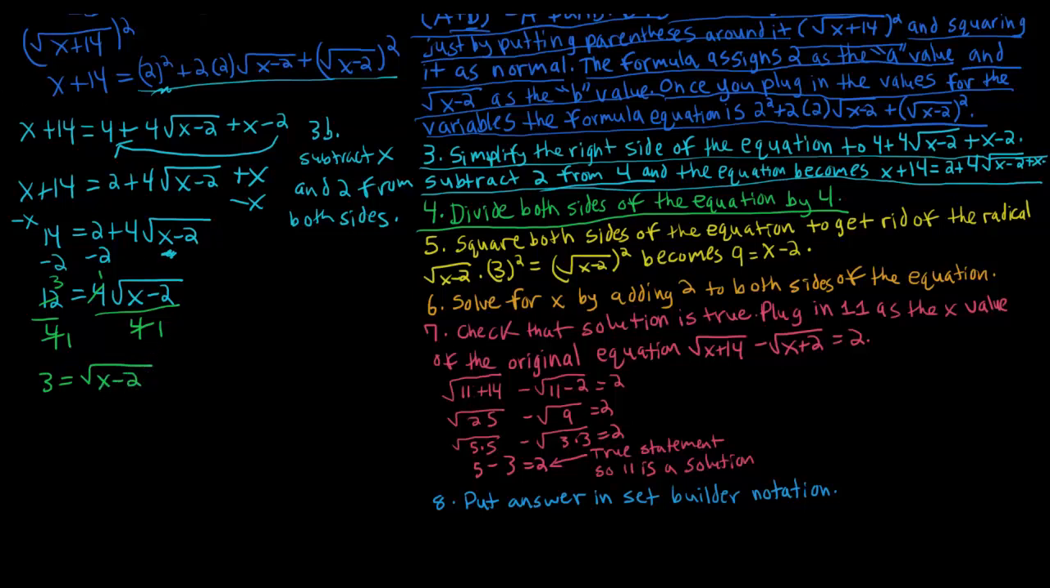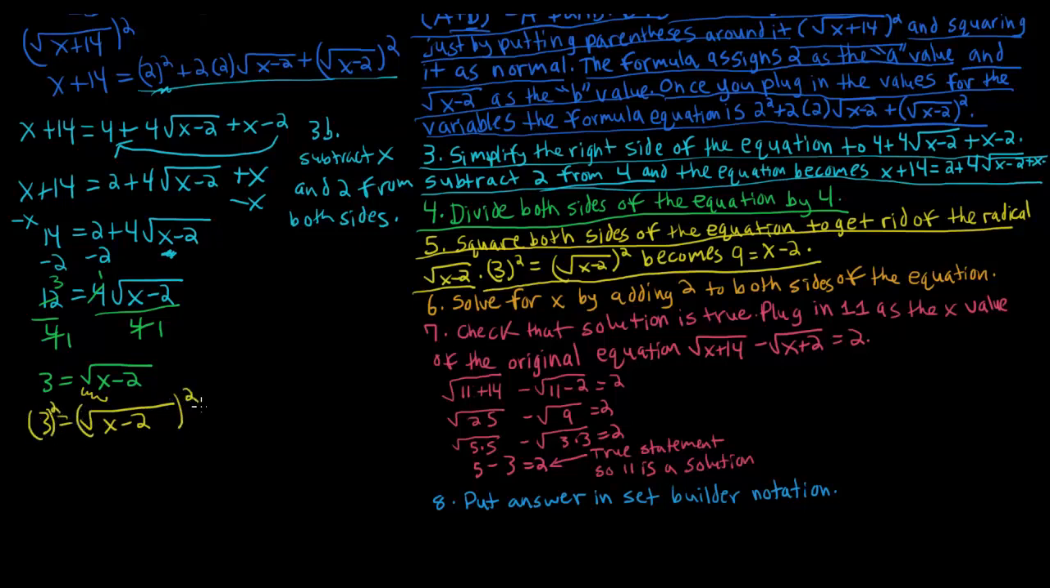Now, for step 5, we want to go ahead and square both sides of the equation to get rid of the radical, square root of x minus 2. And you end up with 3 squared equals square root of x minus 2 squared, which becomes 9 equals x minus 2. So we're trying to get rid of this radical right here. So to do that, we have to square both sides of the equation. So if we square the left side, it's just 3 squared. Square the right side of the equation, it's square root of x minus 2 squared. 3 squared is just 9, 3 times 3. And when you square this, it gets rid of the radical, and you're left with x minus 2.